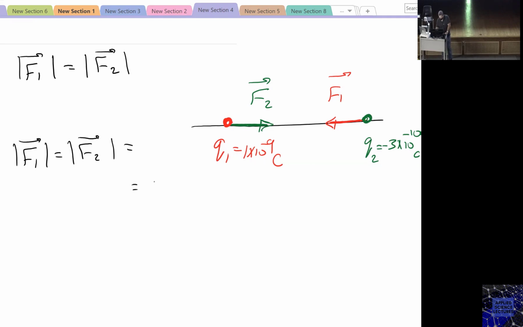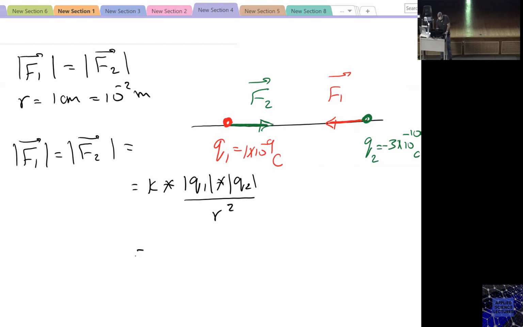equals K times Q1 times Q2. Notice that the Q's here are magnitudes, divided by R squared. So if I have here Q1 as 1 times 10 to the power minus 9 Coulomb, Q2 as 3 times 10 to the power minus 10, the distance here is 1 centimeter, which is 10 to the power minus 2 meter.